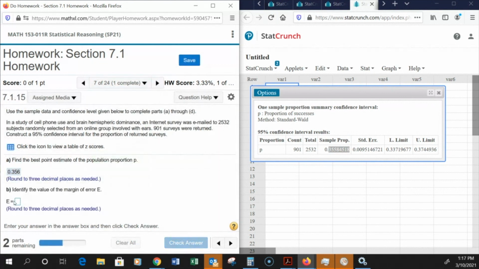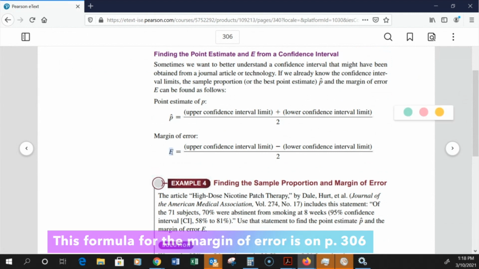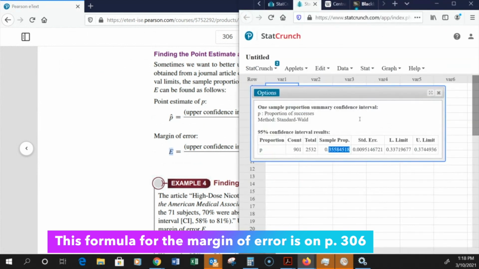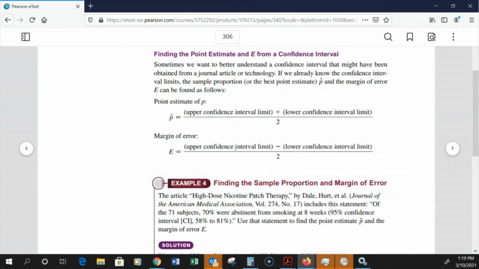Excellent. And then identify the value of the margin of error. In our textbook, they give you two formulas. One is to find the point estimate, and we don't need this formula because StatCrunch just gave it to us. The other formula calculates the margin of error, and that one is more useful because we don't have that. If you look at the StatCrunch window, it gives a lower limit and an upper limit. Here is the upper limit, and this is the lower limit. So basically what you do is you subtract and divide by 2.